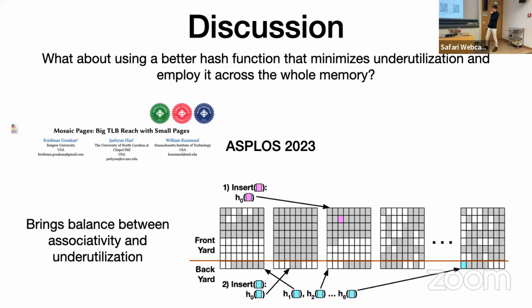But yeah, this is from another work. It might be effective as well because it brings this balance between associativity and underutilization. And I mean, we could obviously always use more hash functions and divide the memory further here. So it's a totally different approach, but promising too.